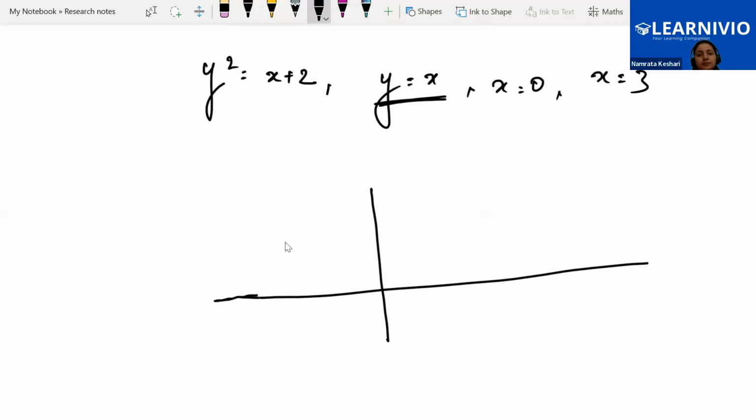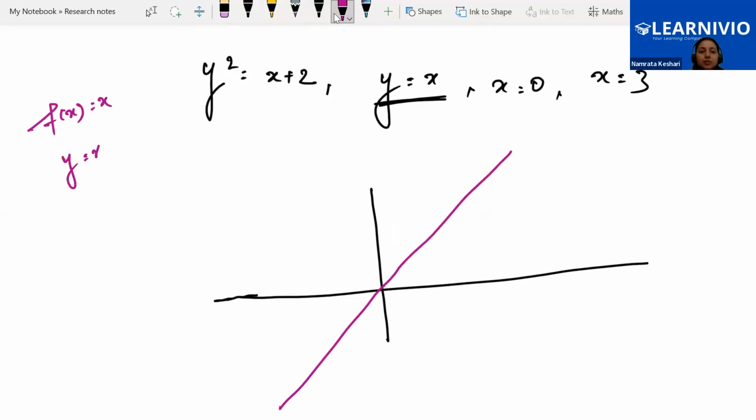How exactly it will look like? It's a straight line. Passing through 0, 0. Straight line passing through origin. It's an identity function. Okay. F of x is equals to x was identity function over there, which we can write as y is equals to x. This is the function.